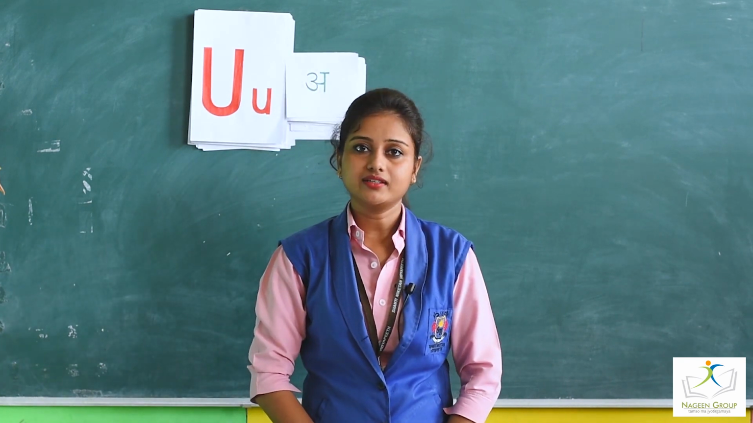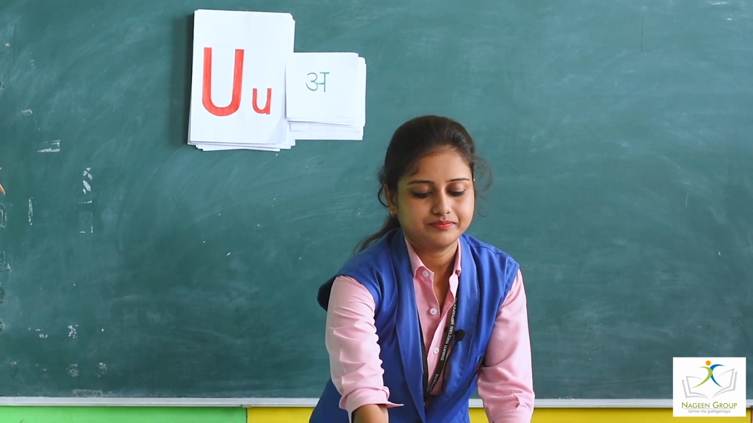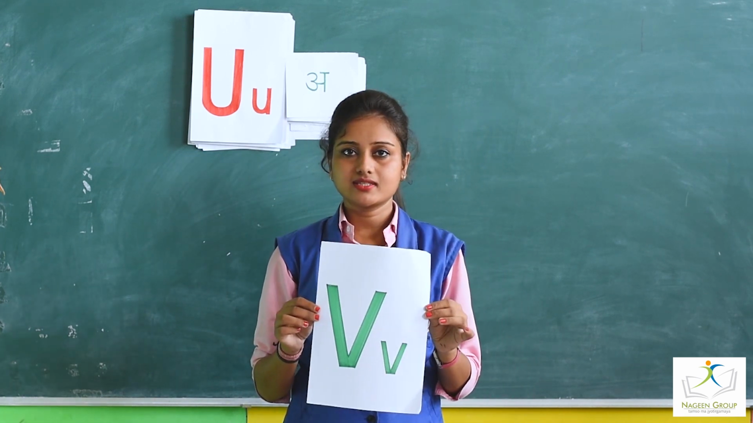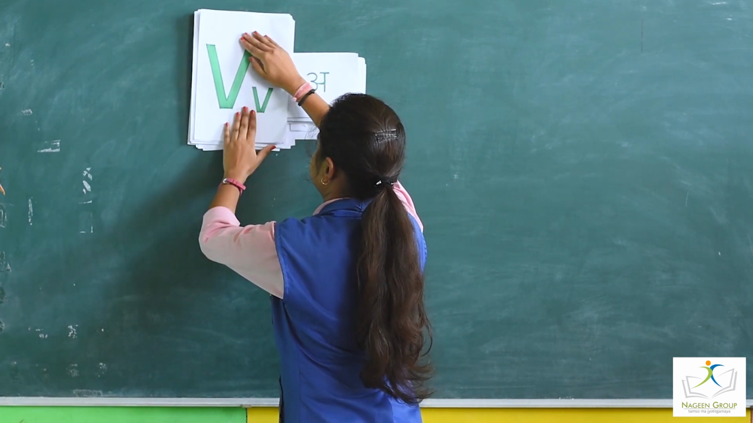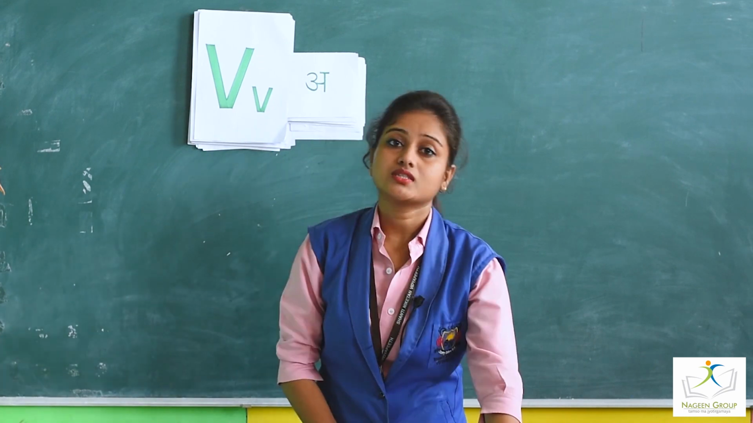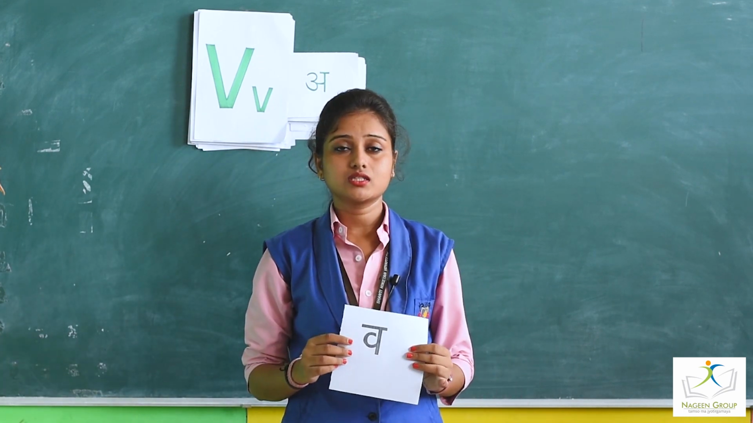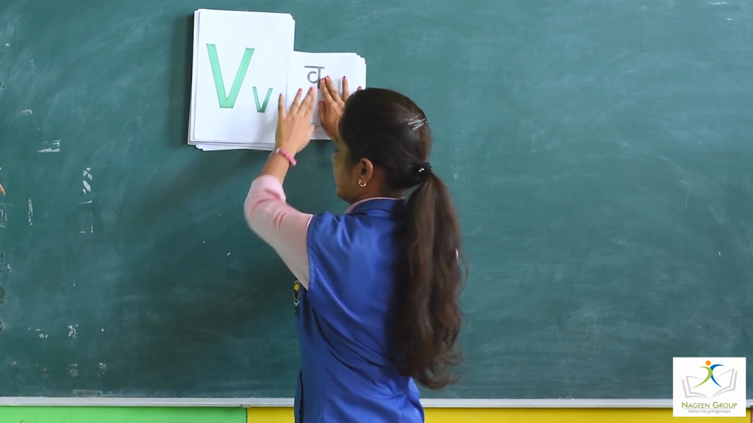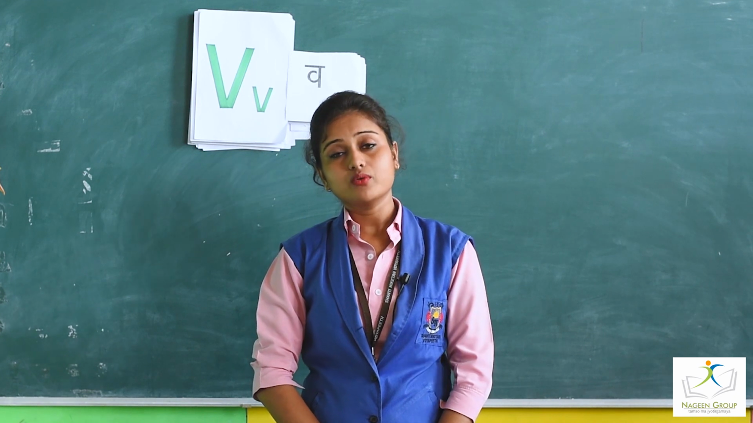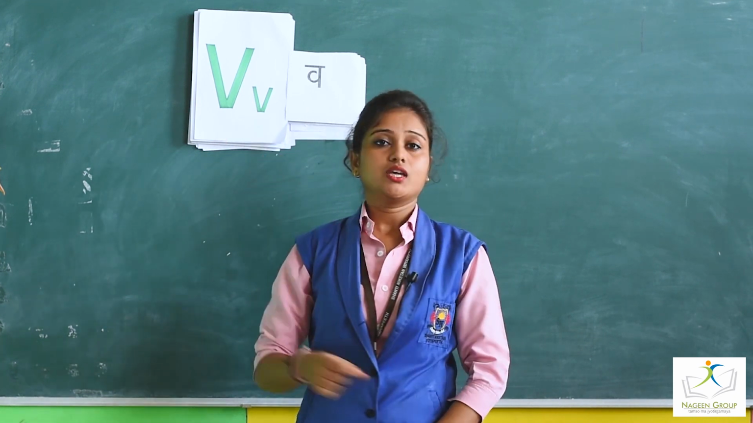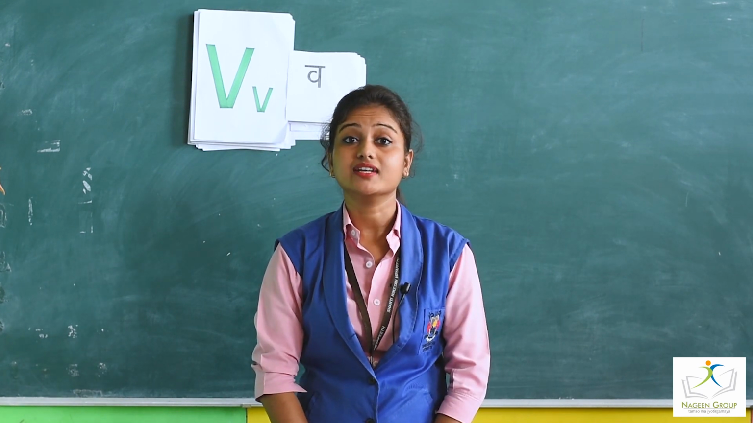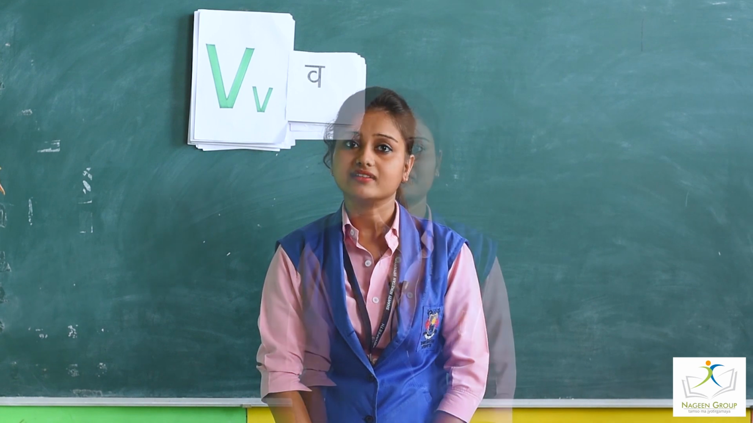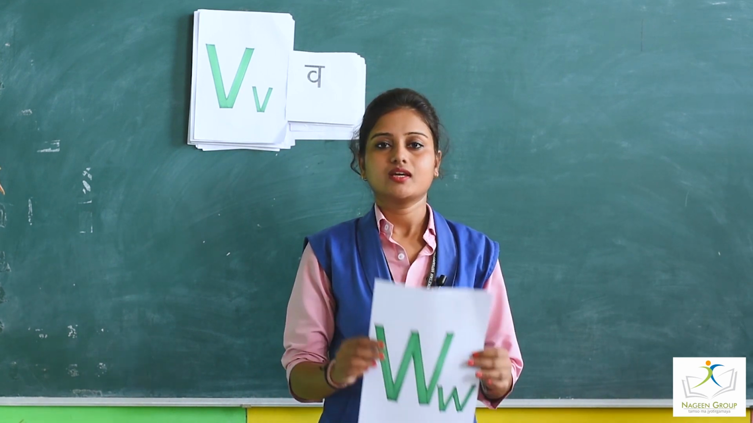Next letter is letter V. What is this? Letter V. The sound of letter V is V. Make sure when you pronounce the sound of letter V, your lower lip should touch your upper teeth, as in van, van, van.